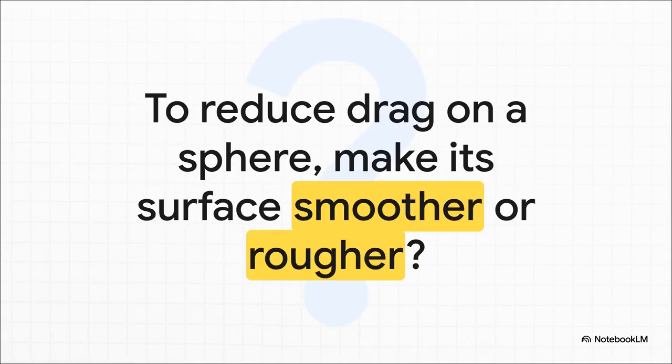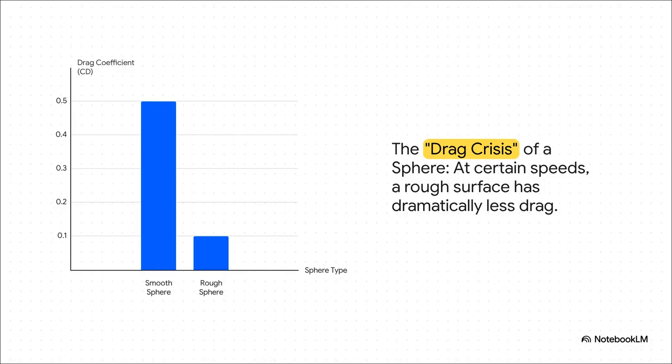Okay, so pop quiz time. Based on everything we've just talked about, this should be a piece of cake. To reduce the drag on a ball, you'd want to make its surface as absolutely smooth as possible, right? I mean, less friction, less drag. Seems logical. Yeah, no, completely wrong. And this is one of the coolest, most counterintuitive things in all of aerodynamics. Just look at this. At the right speed, a rough sphere has way less drag than a perfectly smooth one. Its drag coefficient just tanks from 0.5 all the way down to 0.1. It's so weird and dramatic that scientists call it the drag crisis.